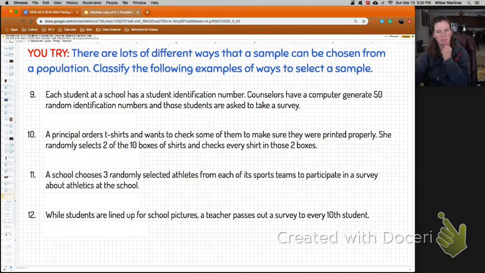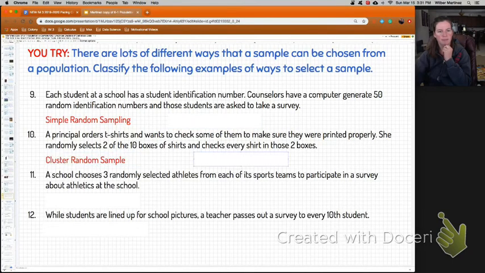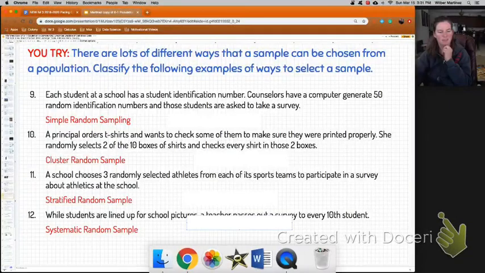Systematic sampling. All right, so let me move these so you guys can see that. Simple random, cluster, stratified, and systematic.